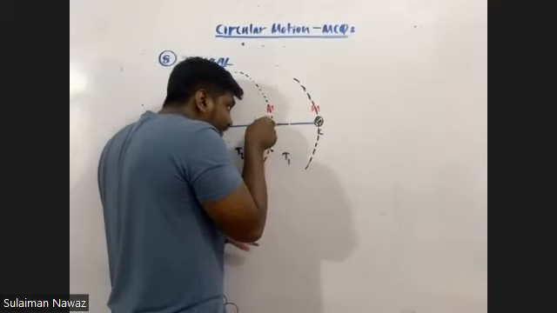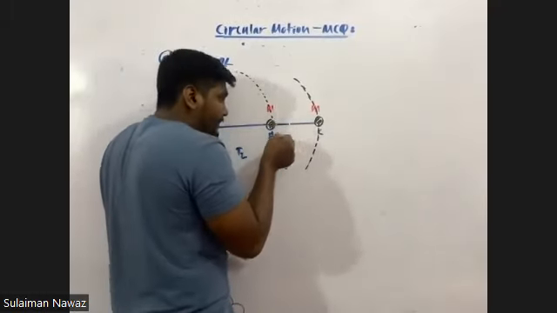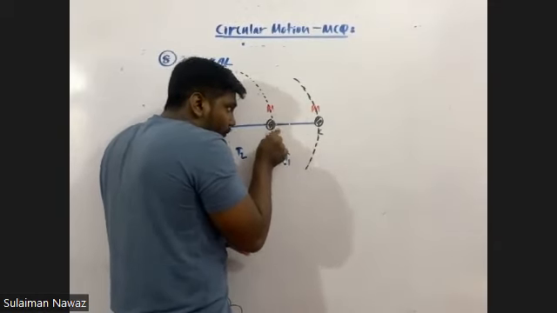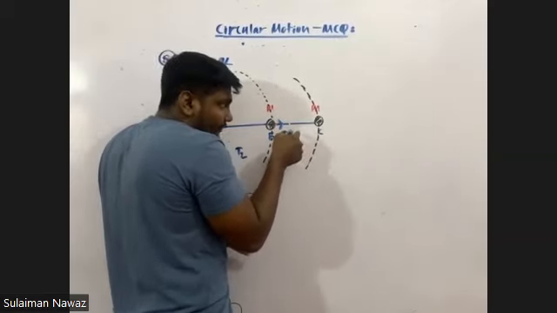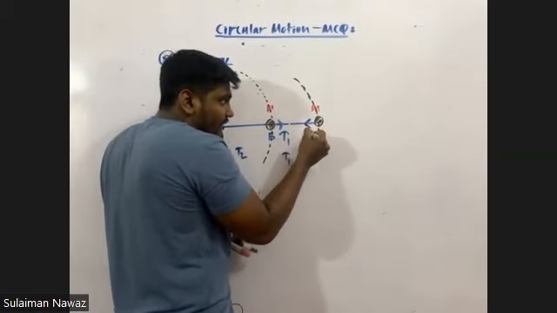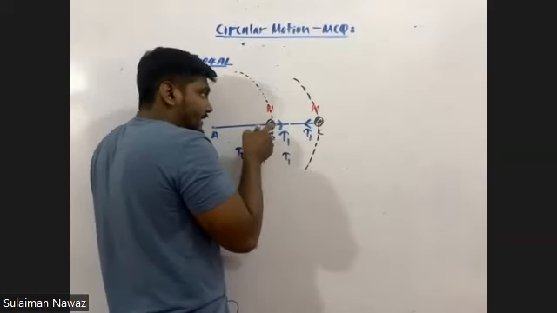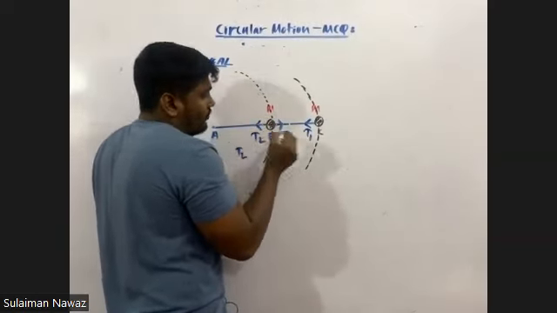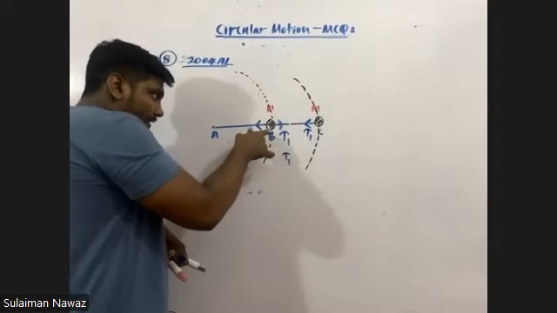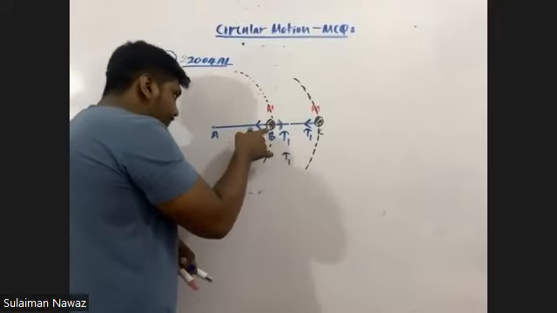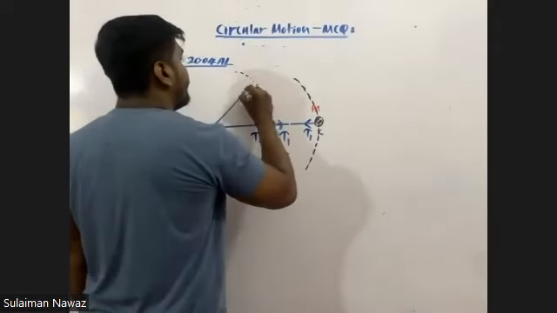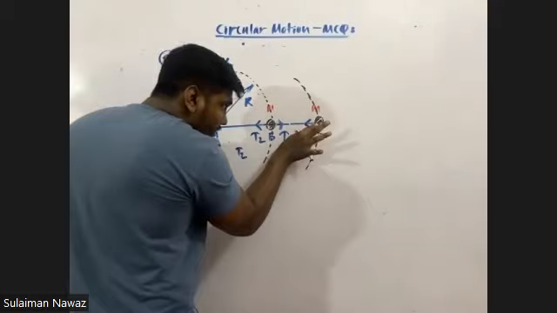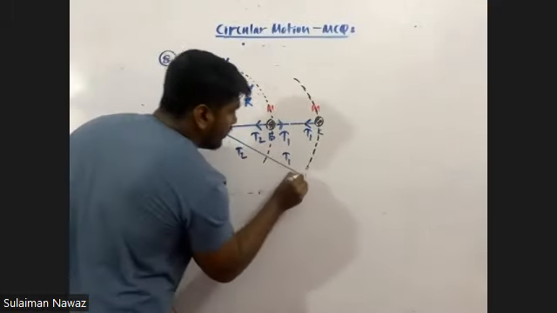When you consider the BC string, what is the tension force acting on this mass? T1 in this direction. When you consider the AB string, the tension force on this mass is T2. This mass moves in a circular motion of radius capital R. This simple M mass moves in a circular motion of radius 2R.